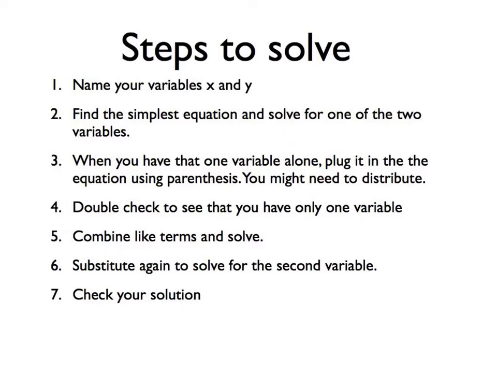Next, we want to double check to see that we have only one variable. After that, combine like terms and distribute if possible, and solve. Next, we substitute. Once we have that one variable, we have to go find the second variable. So we substitute again to find that second variable. And then last, we double check to make sure that our solution is correct. Pause the movie now and write these 7 steps into your notes.